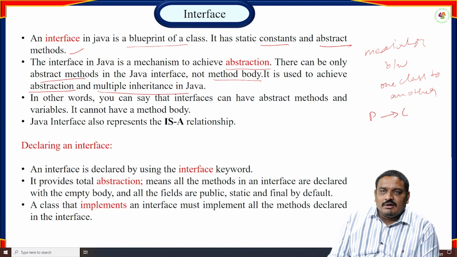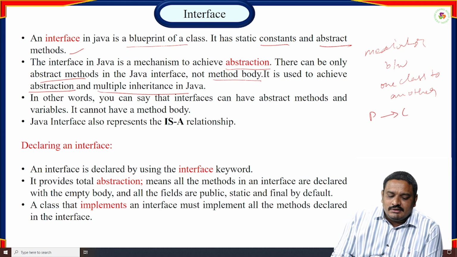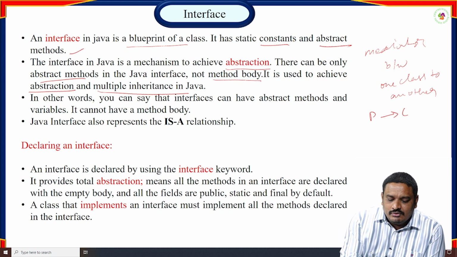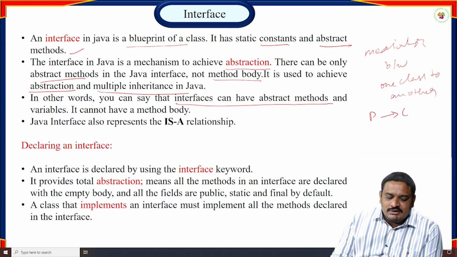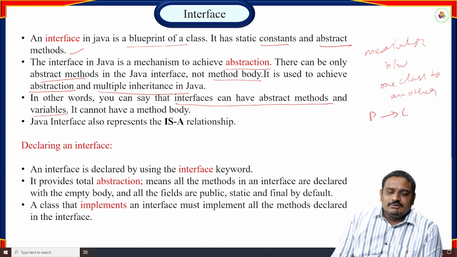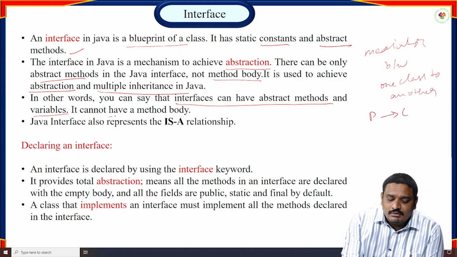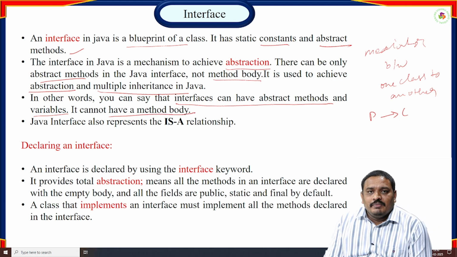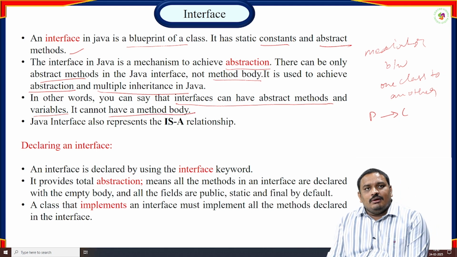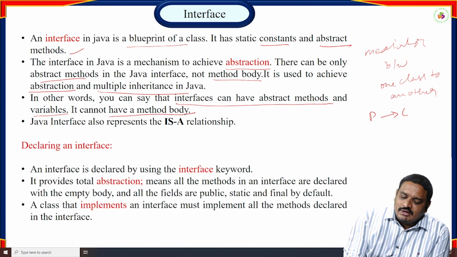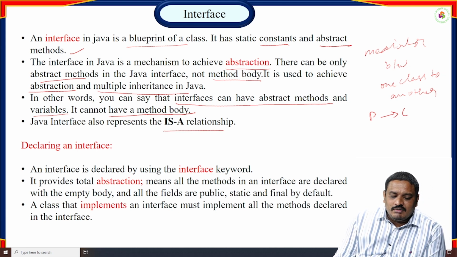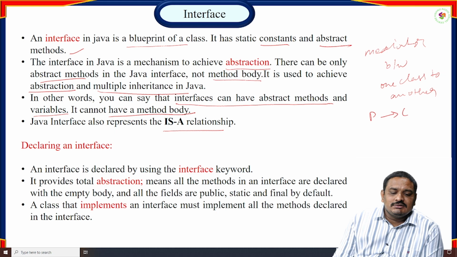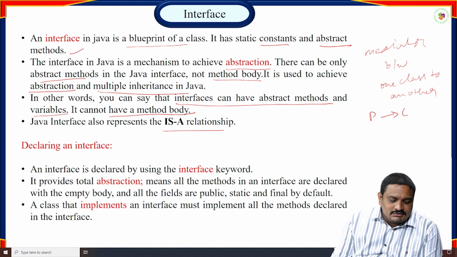Here is another definition of interfaces. An interface can have only abstract methods and variables, but cannot have any method body. The Java interface can also be represented as an is-a relationship.